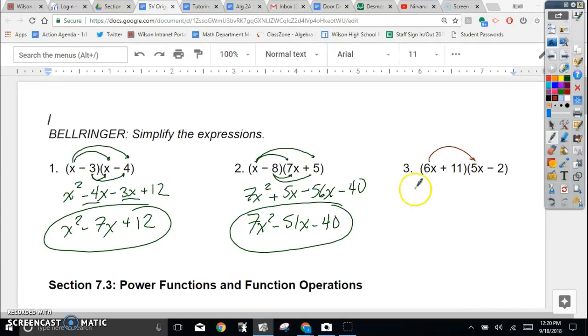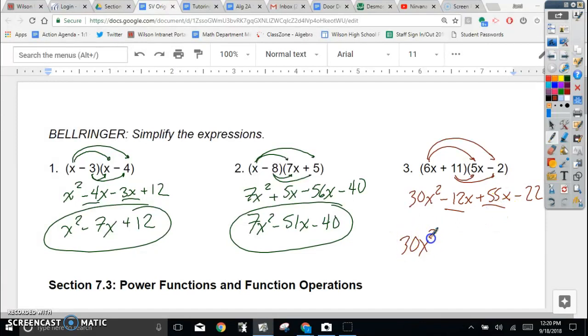And last but not least, same thing. First term, so I'm going to distribute 6x times 5x. Give me my 30x squared. 6x times 2 is minus 12x. 11 times 5x is 55x. And 11 times 2 is minus 22. So my like terms again are in the middle. 30x squared gets rewritten. This will be plus 43x minus 22. Okay, so there's your bell ringers. It's a good reminder of how FOIL works.